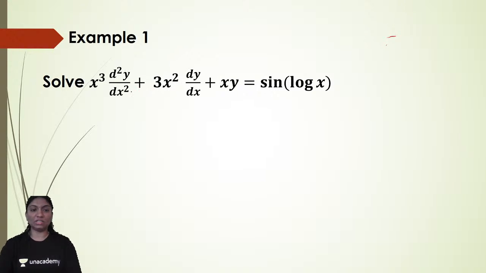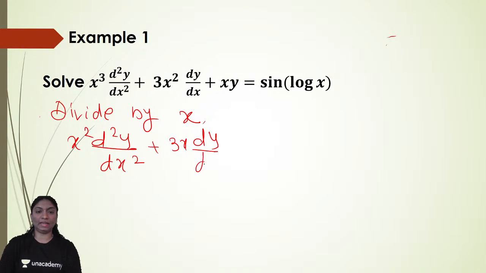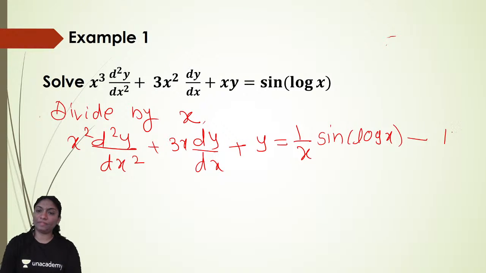So what will we do? We will first divide this differential equation by x. So you will get x square into d2y by dx square plus 3x into dy by dx plus y is equal to 1 upon x into sine of log x. Call this equation 1.